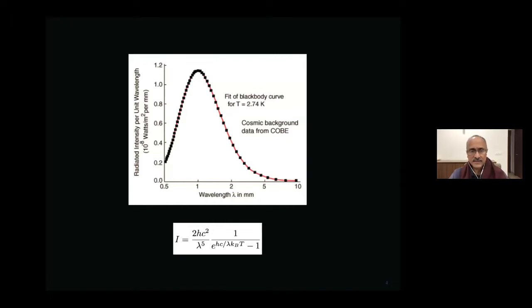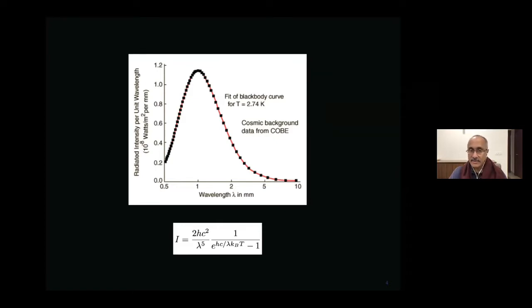So for the biologists in the audience, it doesn't really matter what this is. This is some fit of some experimental data. The experimental data are the little squares that you can see. The fit is the line that goes through these squares. And the experimental data is, of course, background cosmic microwave spectra as obtained from an experiment called the COBE experiment. The line is a fit of a particular curve, and the equation to that line is what's given at the bottom, 2hc squared by lambda to the 5, and an exponential function to the right-hand side of that.